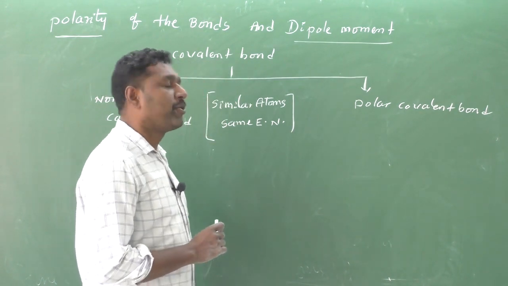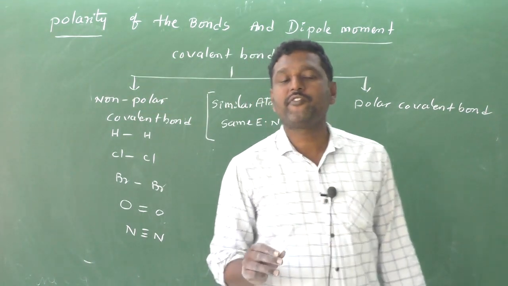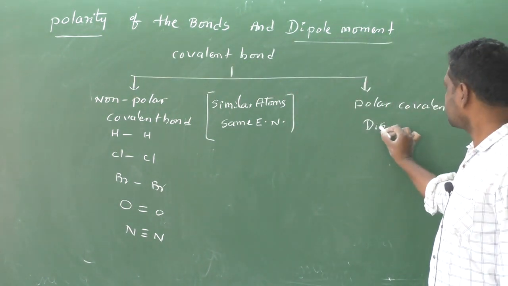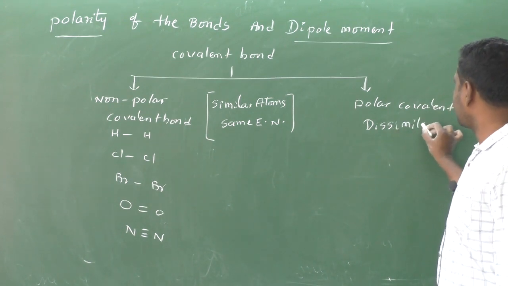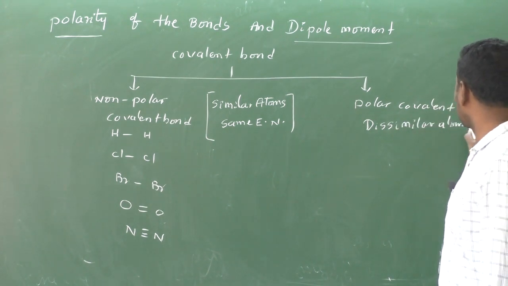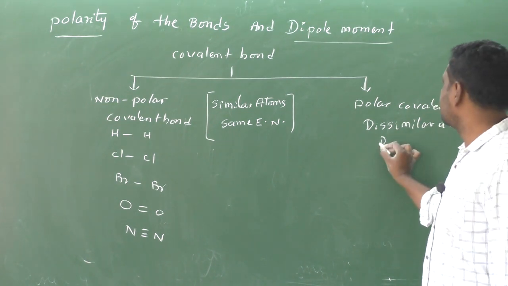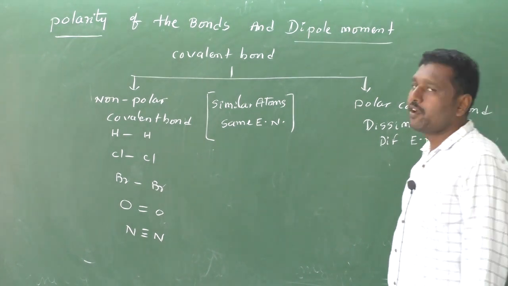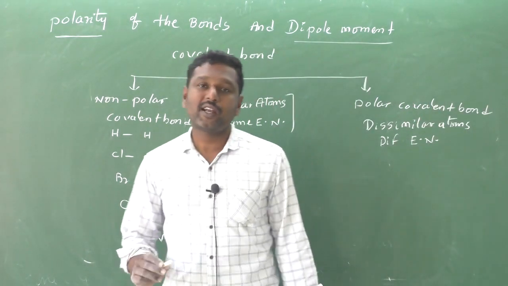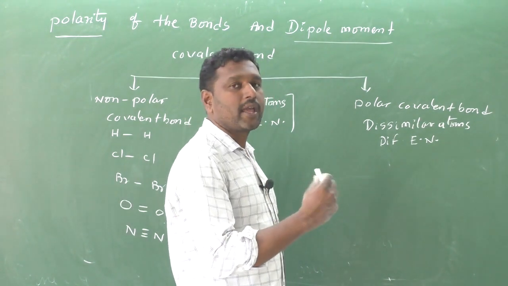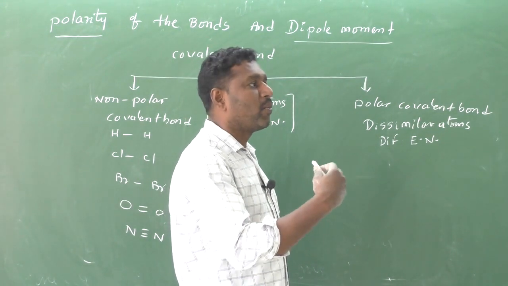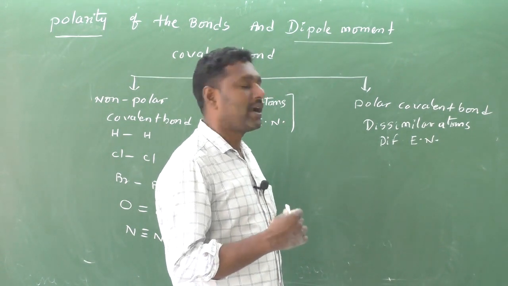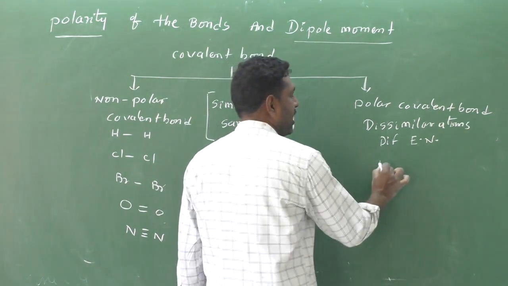But in the case of a polar covalent bond, the covalent bond is formed between dissimilar atoms. Dissimilar atoms means they have different electronegativity. If they have different electronegativity, what happens? The bond pair is slightly attracted by one of the atoms. I will take one example here, HCl.